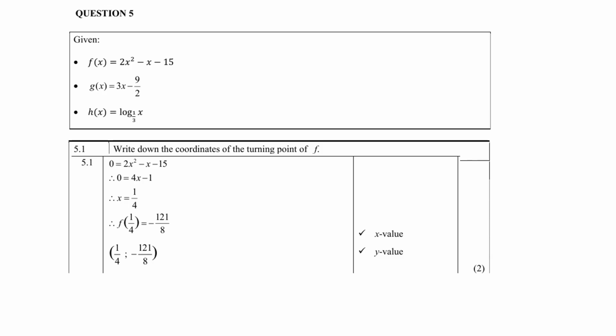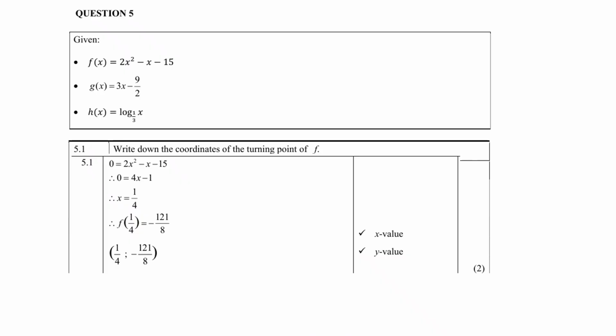5.1, write down the coordinates of the turning point of f. Now in grade 11, you've learned a method where to find the x value, we use negative b over 2a. And of course, for the y coordinate, we use negative delta over 4a. But in grade 12, we expect you to use calculus.